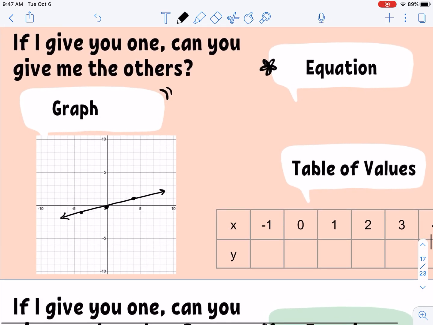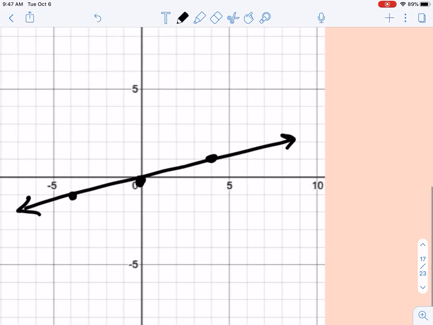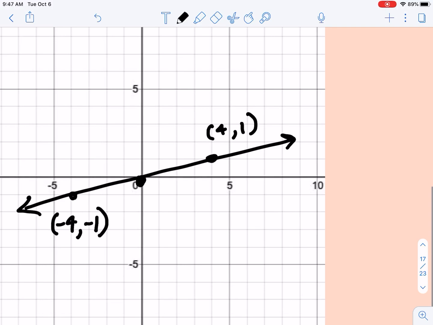Now, this time you have a graph, and you need to come up with an equation and a table of values. And I'll zoom in on that graph for you so you can see it. This is the point over 4, up 1. And this is the point back 4, back 1. Now, pause the video and determine the equation and the table of values.